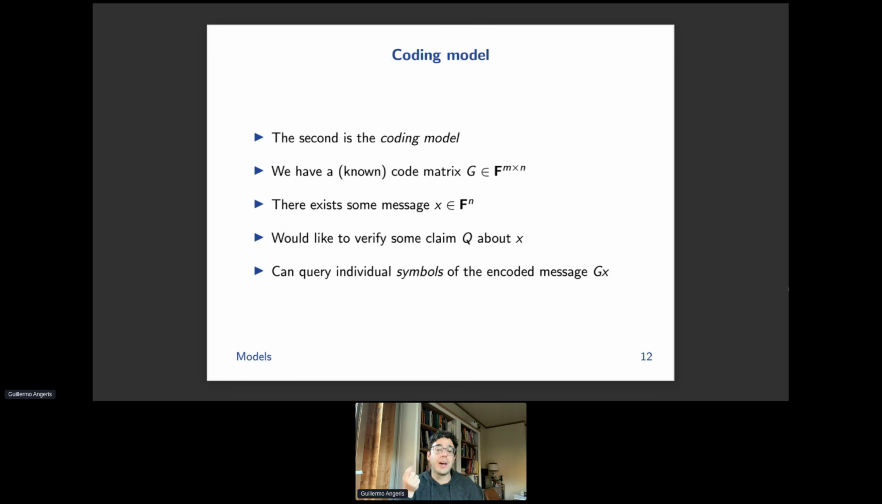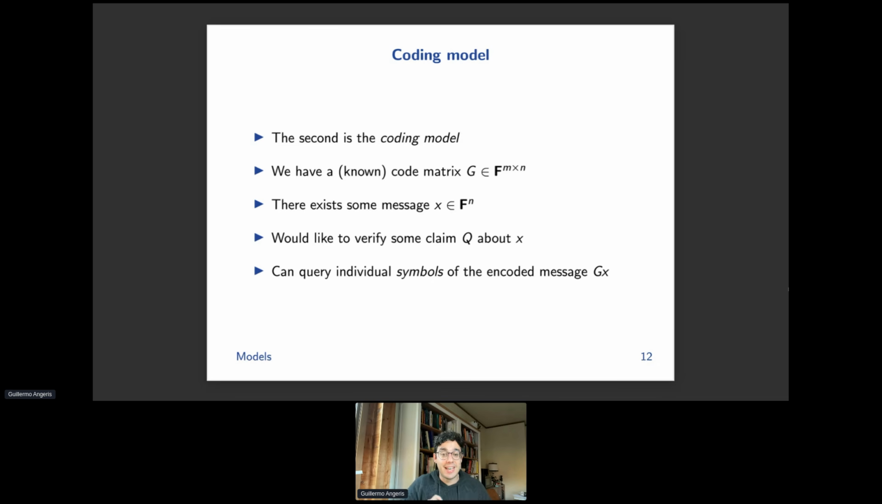In this model, we're not able to access x directly. So we're not able to look at entry 3 of x. But we are able to query a symbol of the encoding of x. If you remember from the previous lecture, when you have an error correcting code matrix G, you can take a message x, in this case the vector that we're checking stuff over, and simply multiply G times x, and that's called the encoding of x under the code G. What this model says is you're not able to access x, but you are able to access one symbol, one entry of the encoding of x.